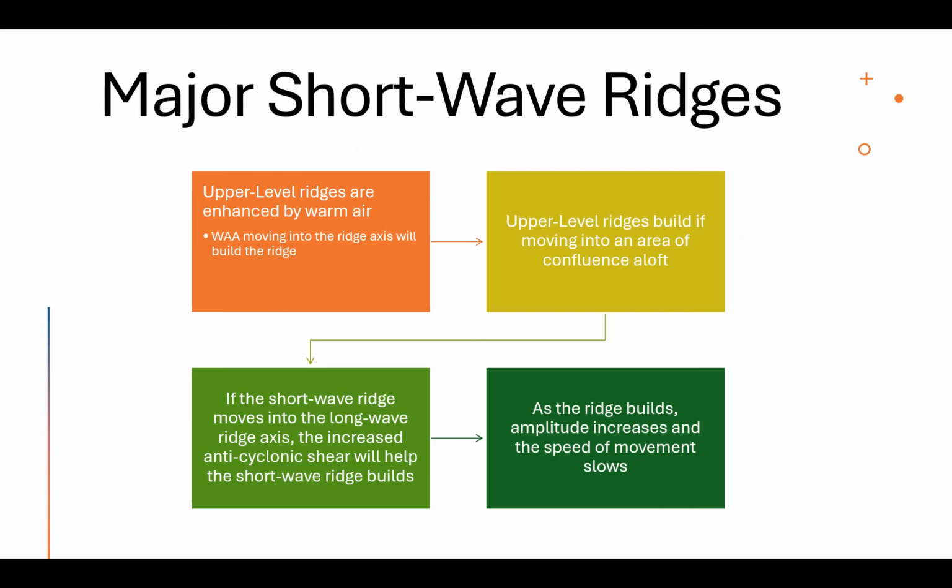So with major shortwave ridges, they're enhanced by warm air. So ridges, the upper level ridges, like warm air advection, WAA, moving into the ridge axis is going to build the ridge. Upper level ridges build if moving into an area of confluence aloft. And you'll notice this specifically in the wintertime if you get a jet maximum or a jet streak, and you get increased upper level confluence or convergence aloft, the damper effect.